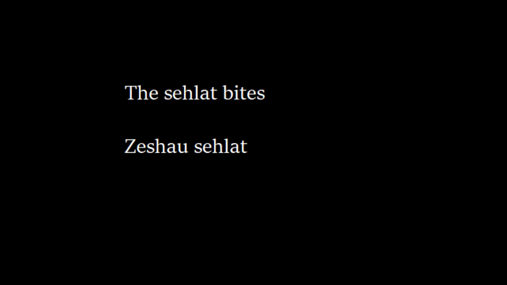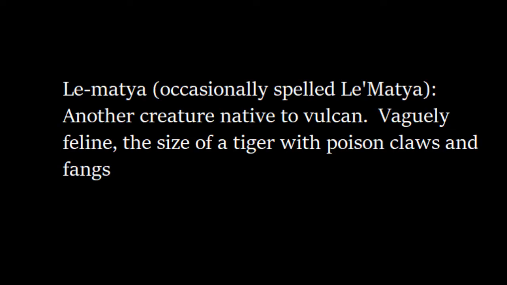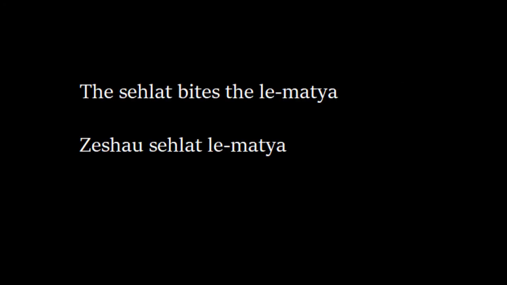But what is the sehlat biting? Let's say that the sehlat is biting a le-matya, another creature native to Vulcan. This one is vaguely feline, the size of a tiger with poison claws and fangs, and I desperately want one as a pet. So, the sehlat bites the le-matya would be sehlat sehlat le-matya.